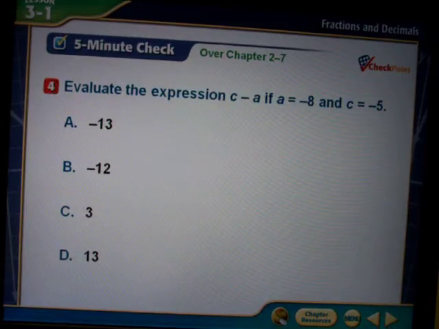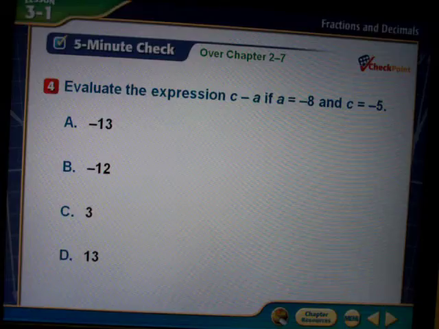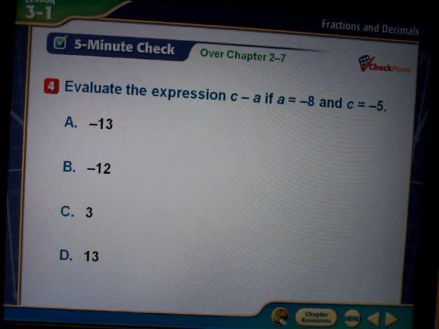Evaluate the expression c minus a if a is equal to negative 8 and c is equal to negative 5. Is the answer A, negative 13, B, negative 12, C, 3, or D, 13? And your answer is?